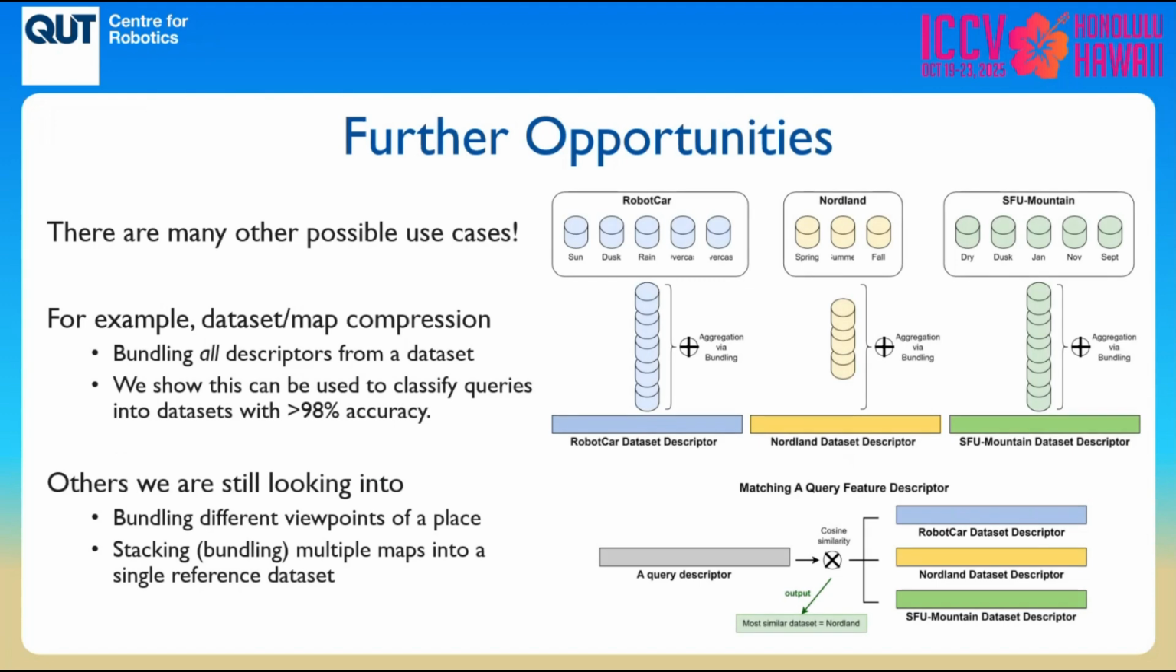There are lots of further opportunities we see for using hyperdimensional computing in visual place recognition. For example, one that we include an initial study on is dataset or map compression. So what if we take all the images from a single dataset and we bundle them into a single descriptor which can be used to describe that dataset? If you don't know which dataset or map a query is from, you can then perform image retrieval using these single dataset descriptors to determine which dataset your query is from. We show that this can classify queries into datasets with greater than 98% accuracy.